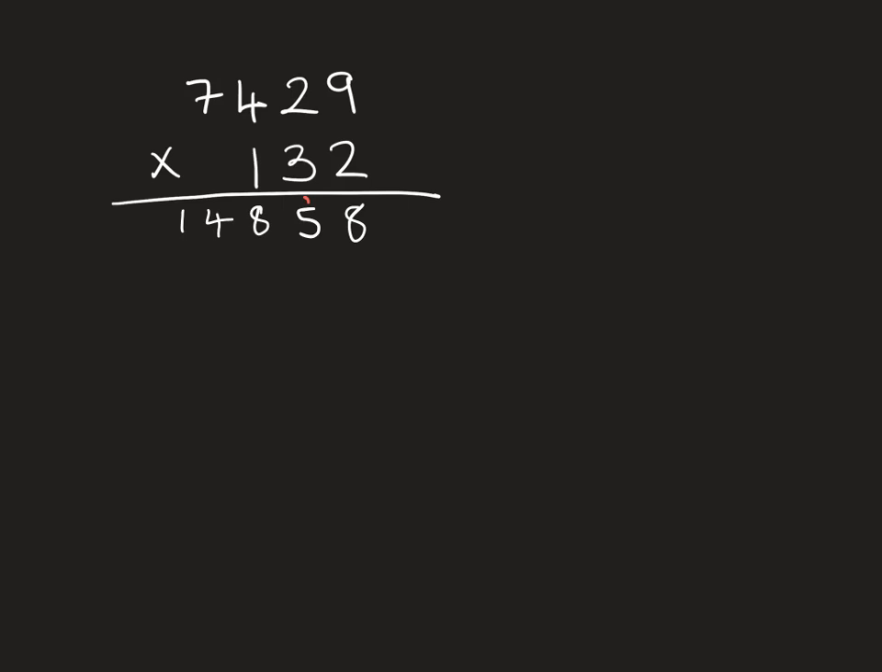Like before, because now we're moving on to the 30, it's in the 10 times table, it's a multiple of 10, we can add a 0 in the ones column. Now we do 3 times 9, which is 27. Carry the 2 across. 3 times 2 is 6. Add the 2 is 8. Then we do 3 times 4 is 12. Carry the 1 across. 3 times 7 is 21. Add the 1 is 22.